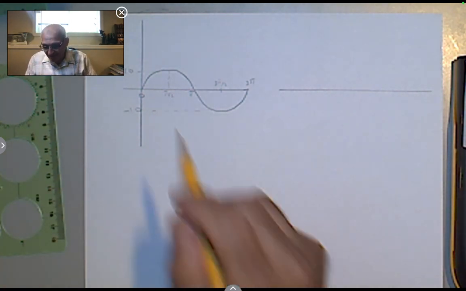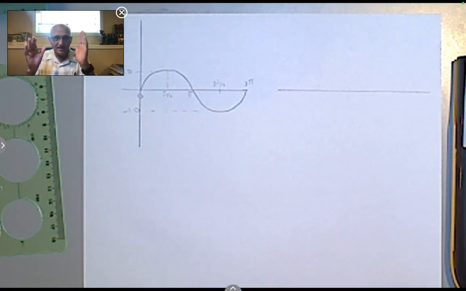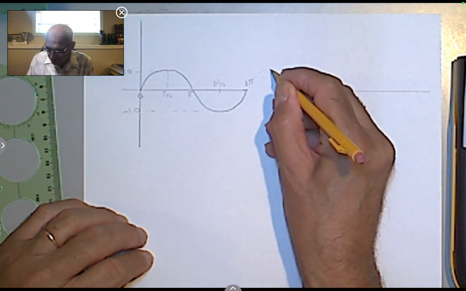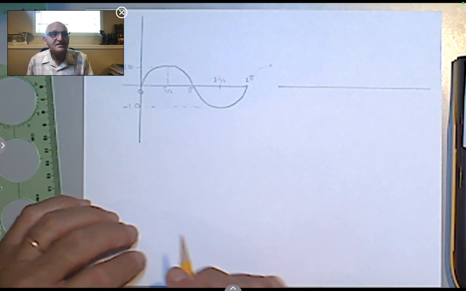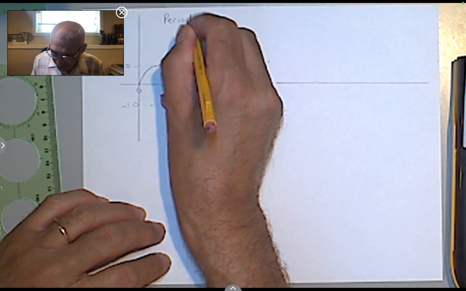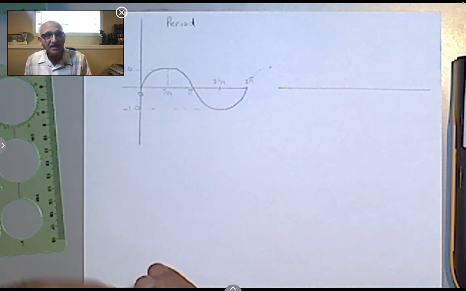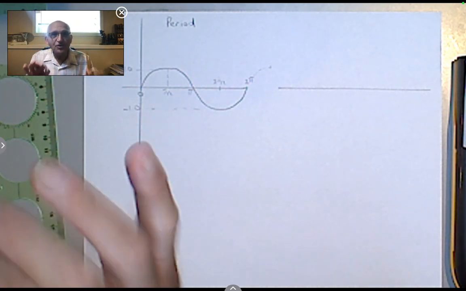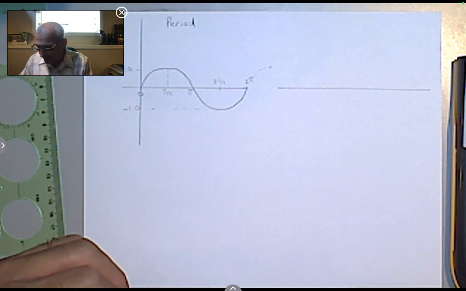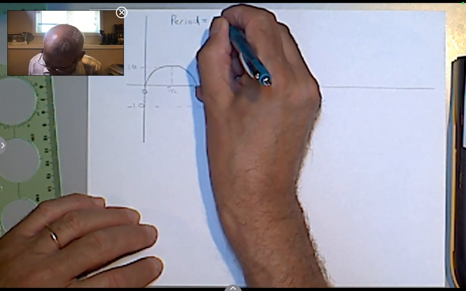So if I take the distance from 0 to 2 pi, I have a full cycle. I can also take it from pi over 2 to 5 pi over 2, right? It's the same distance. And this distance is called the period. So the period is the distance from any point on a sine graph to the corresponding point on the next cycle. Okay, so the period here is 2 pi. I start at 0 and at 2 pi, and then it repeats.